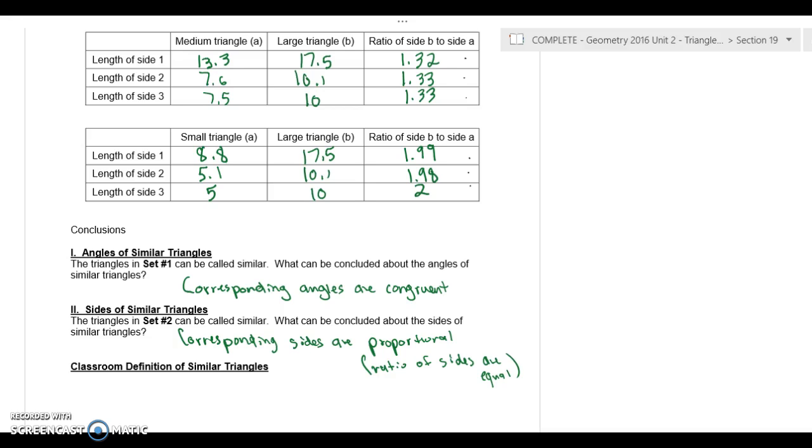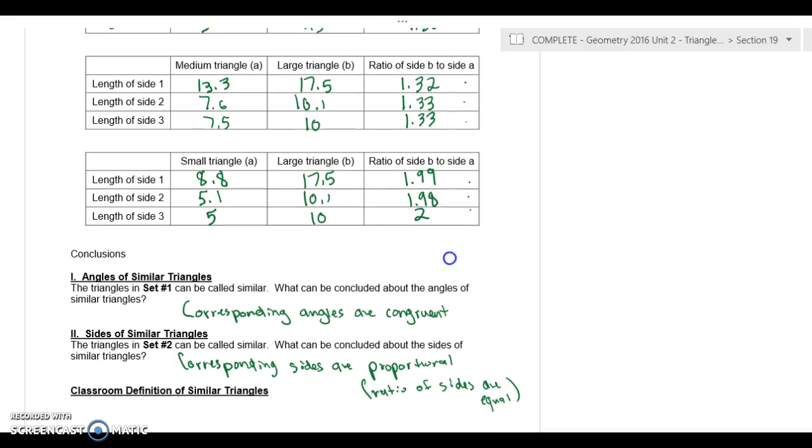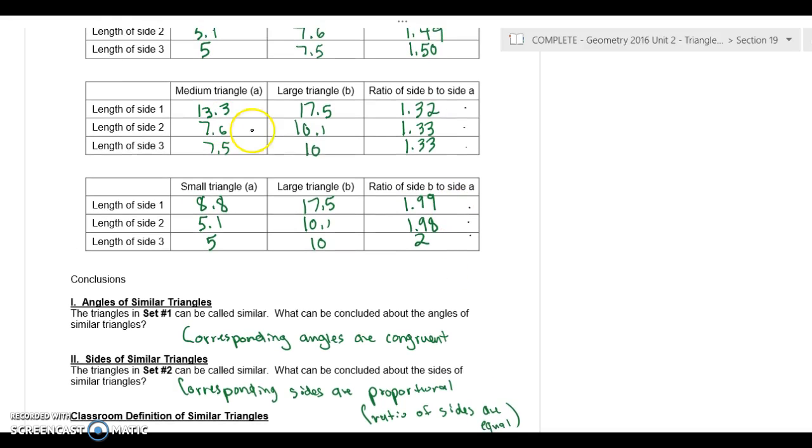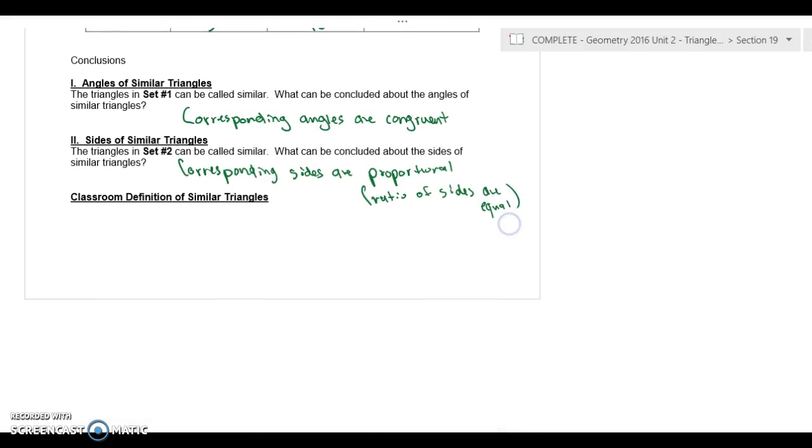And for the sides, we looked at that with set 2, the corresponding sides are what are called proportional. That if I found the ratio of any of the sides, as long as they're corresponding, they should be equal when we're looking at the same triangles. So if I'm looking at the small triangle and the large triangle, each of those ratios, and I know they're not exact, but they're really darn close, are going to be the same, 2. Same thing with the medium to the large. These sides were 1.3 times as big as those sides on average.